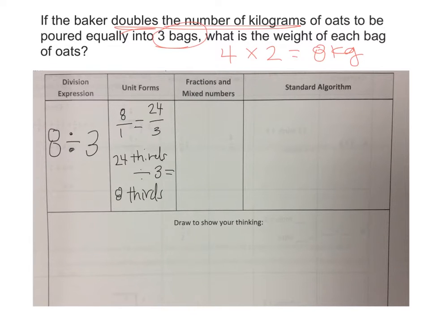I'm going to say this one more time so that you are aware. When it asks for unit form, it's asking for this entire thing. You'll notice there's words, there's a division sign, and there's an equal sign. Okay? 8 thirds.